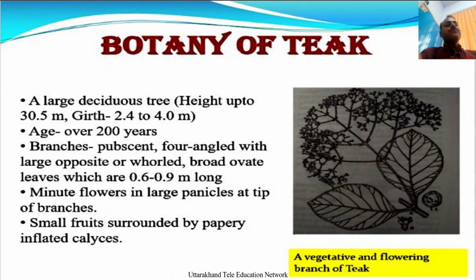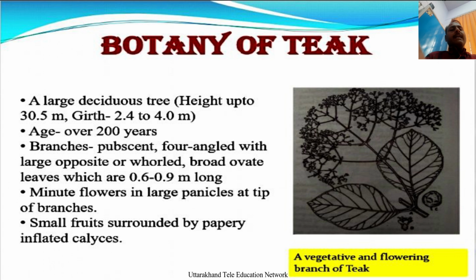Now, botany of teak. What are important properties of Tectona grandis? Here in this diagram, a vegetative and flowering branch. This diagram is from a herbarium, and a vegetative and flowering branch of Tectona grandis can be seen here. You may see 2 leaves are there, and panicles are there at the tip of branch with minute flowers which are very small.